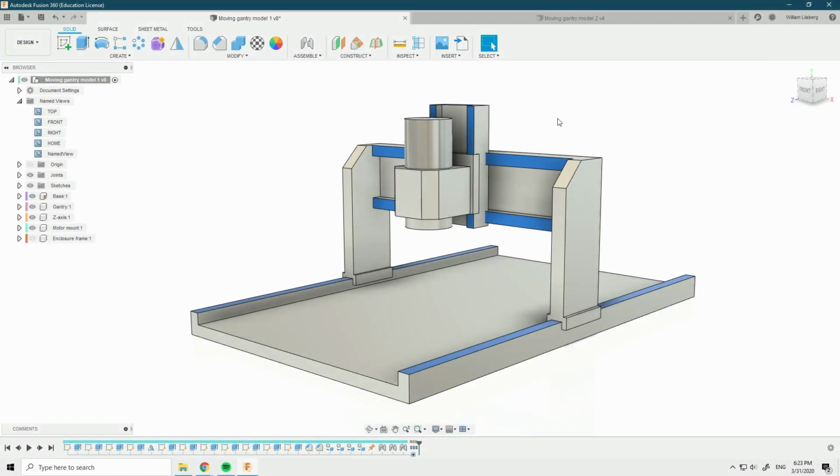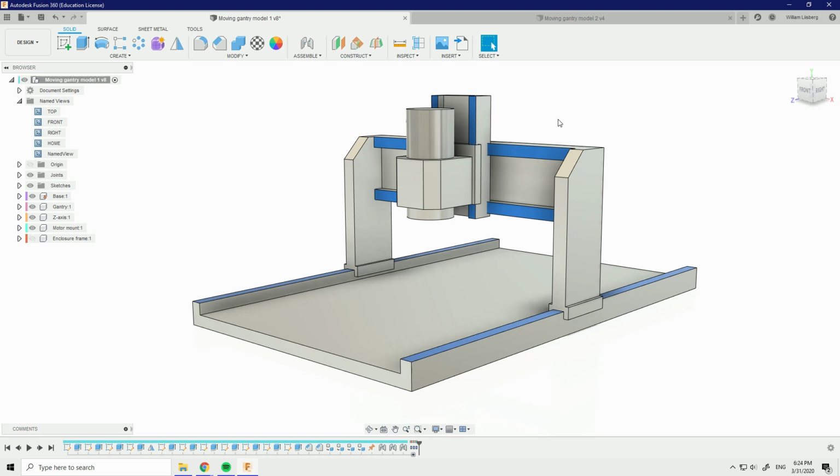That's all I have to say about choosing the right router type. In the next video, we will talk about different options for designing the gantry beam.